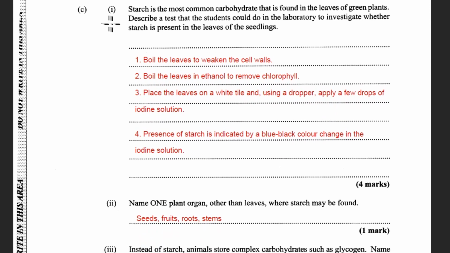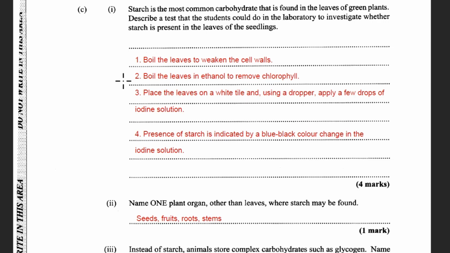Alright, see part 1. Starch is the most common carbohydrate that is found in the leaves of green plants. Describe a test that the students could do in the laboratory to investigate whether starch is present in the leaves of the seedlings. This is very common. You would have done this in school already, but 1, you're going to boil the leaves and that weakens the cellulose in the cell walls.